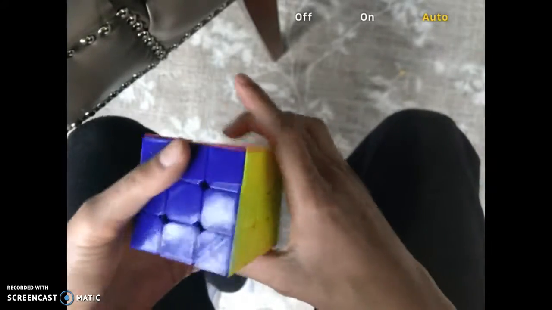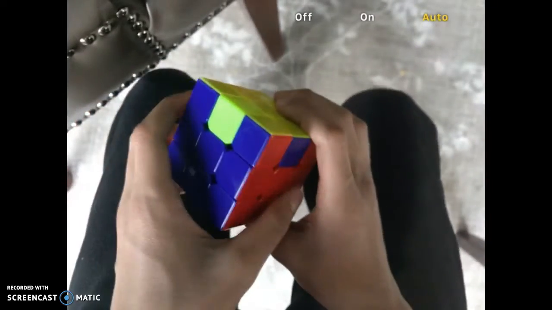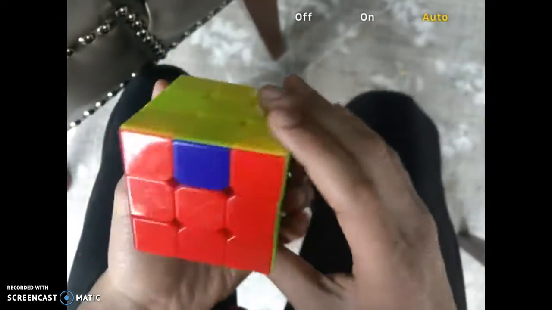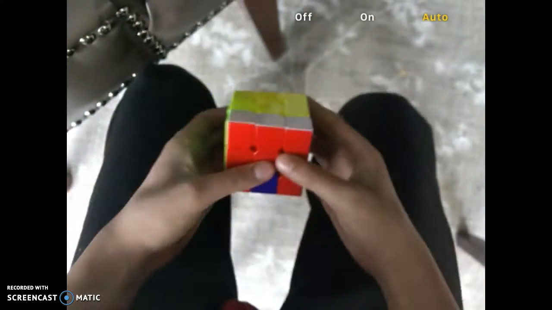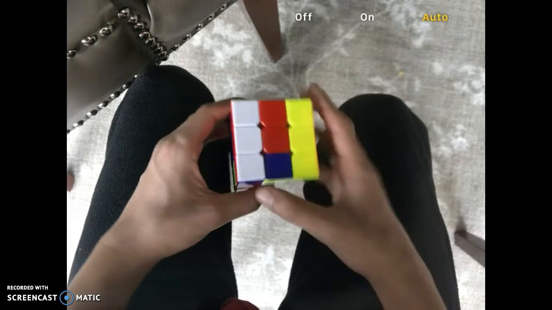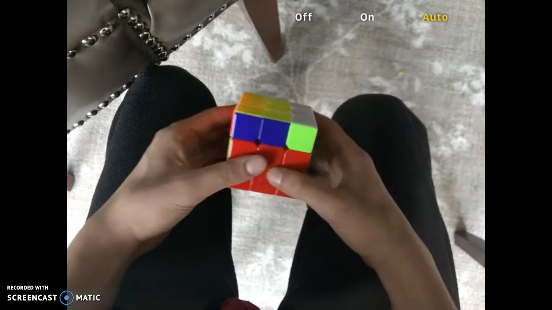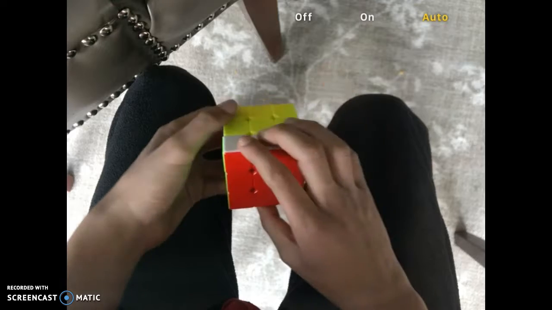Now I will show you the two other possible cases. Now I will show you one of the other two situations. What if these pieces need to be rotated to the left, like that? Then you do this algorithm, and I'll show it after I do it. F2, U to the left, R down, L down, F2, R up, L up, U to the left, F2.